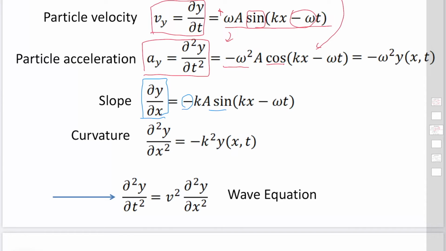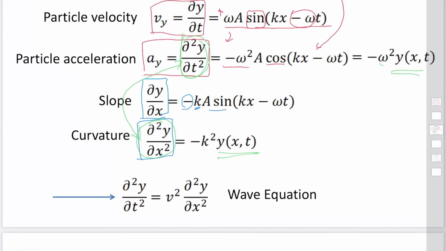And the derivative of kx becomes k. And for the second derivative, you can apply the curvatures. To find the curvatures, we need to find the second derivative with respect to x. Then one more derivative becomes minus k squared y. So by looking at these two equations, the second derivative with respect to t is very similar.